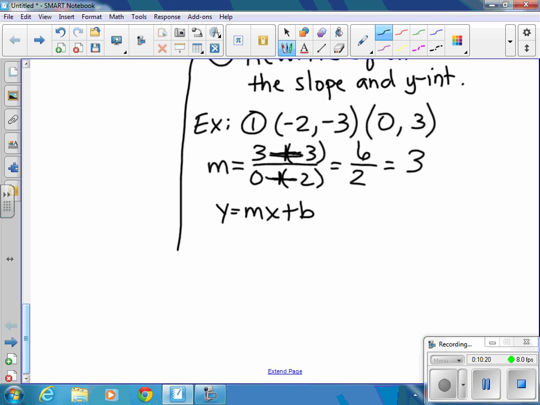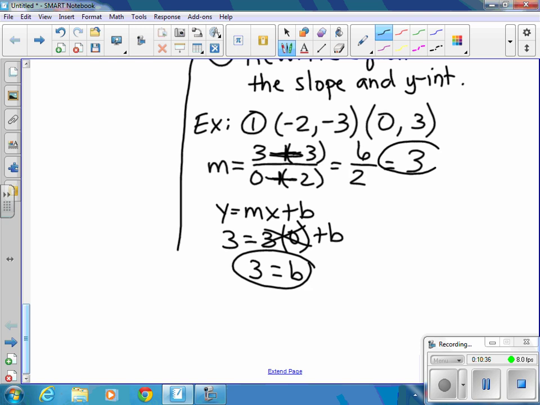So in the y spot, I'm putting the 3. In the m spot, I'm putting the 3 that I just calculated. In the x spot, I'm putting the 0 from my ordered pair. And then I'm trying to find b. Okay, 3 times 0 is 0, so essentially it wipes out of the problem, and you're left with 3 = b. So now I know my b, and I've calculated my m. I'm ready to write my equation. So my final equation to all this information is y = 3x + 3.